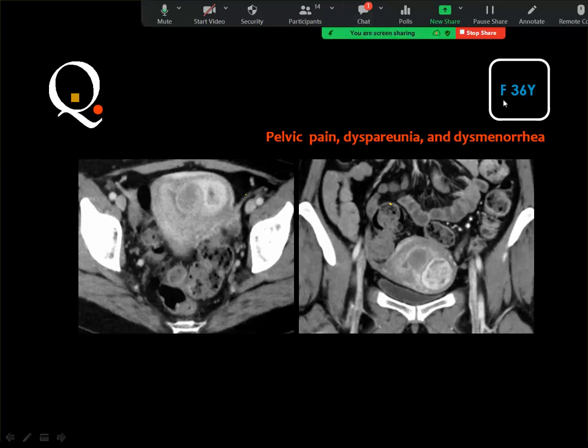Next case is a female patient, 36 years old, with pelvic pain, dyspareunia, and dysmenorrhea.